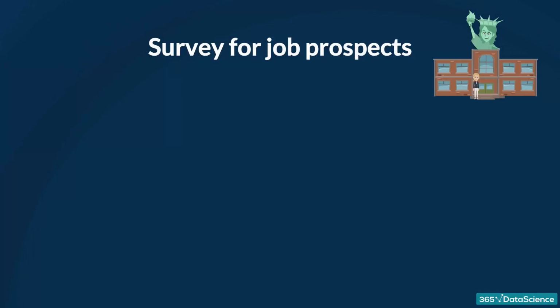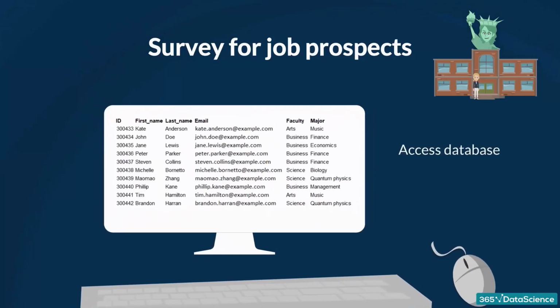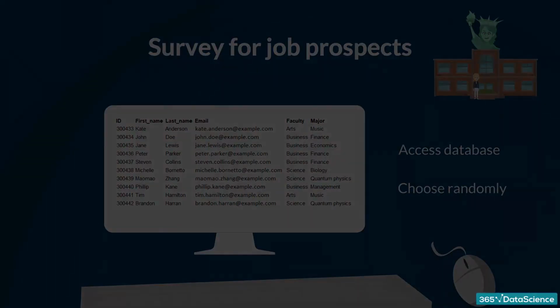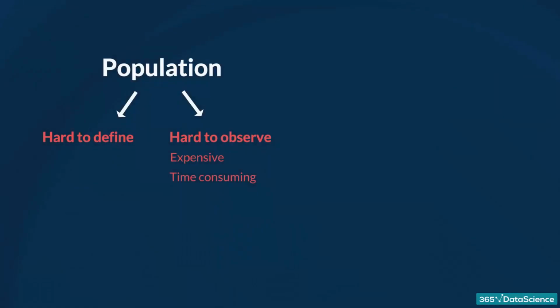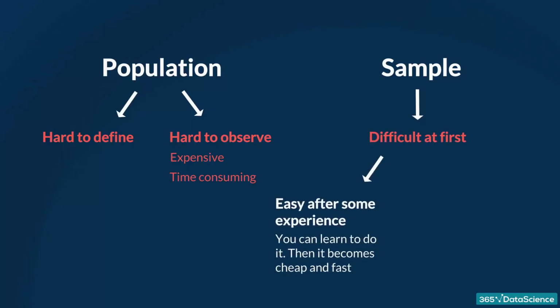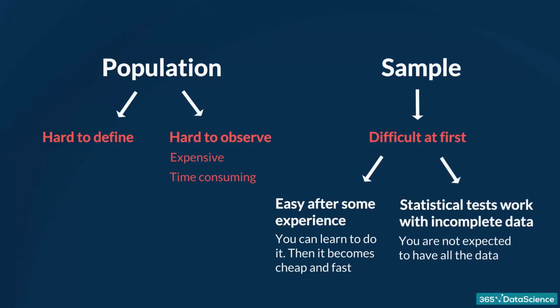By now, you must be wondering how to draw a sample that is both random and representative. Well, the safest way would be to get access to the student database and contact individuals in a random manner. However, such surveys are almost impossible to conduct without assistance from the university. We said populations are hard to define and observe. Then we saw that sampling is difficult. But samples have two big advantages. First, after you have experience, it is not hard to recognize if a sample is representative. And second, statistical tests are designed to work with incomplete data. Thus, making a small mistake while sampling is not always a problem.